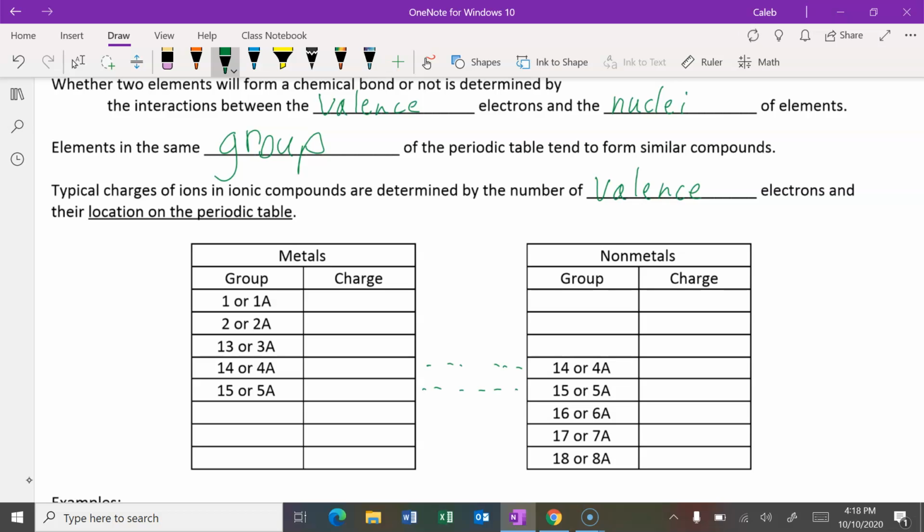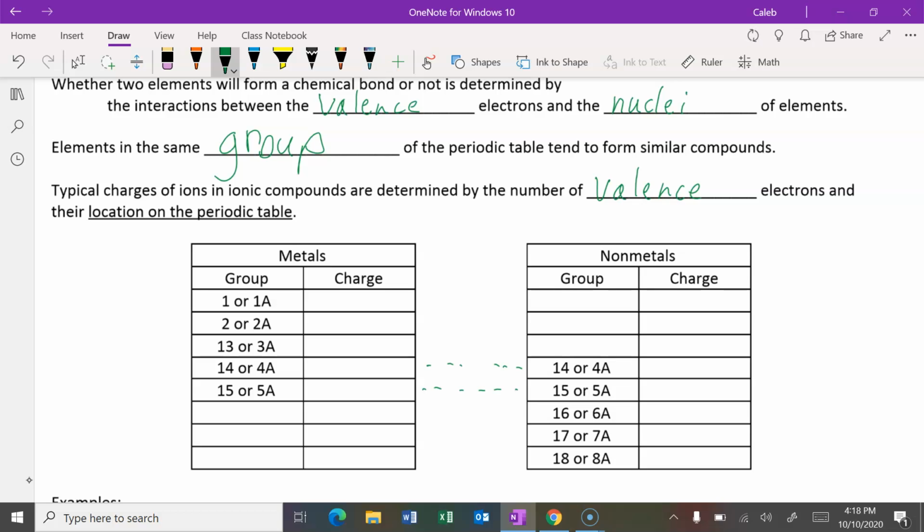Alright, I wanted you to see that those are the same column on the periodic table, because in those two columns it is potentially possible that you could have a different charge, and it depends on whether you have a metal or a non-metal. And remember, these are typical charges. There are occasionally deviations from this, but they're the typical charges.